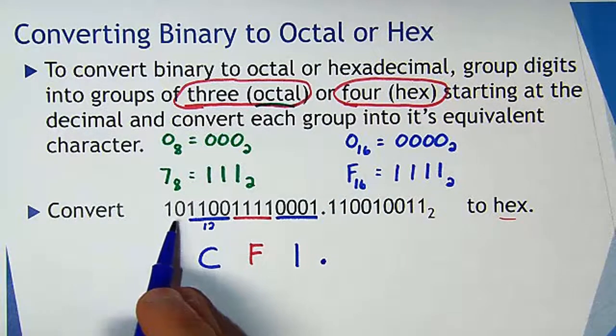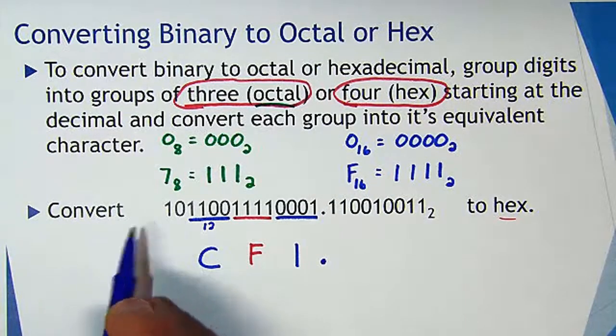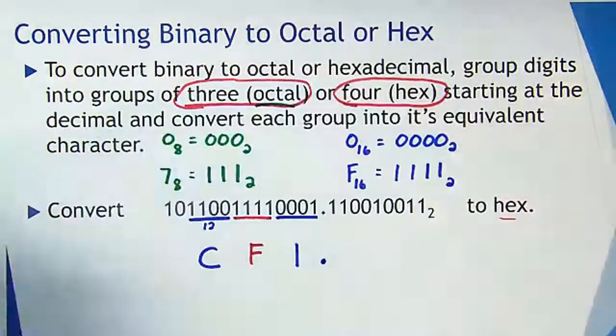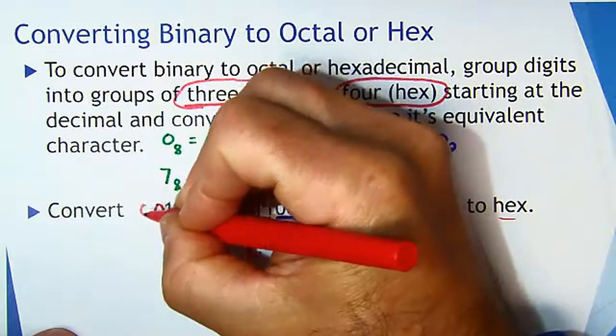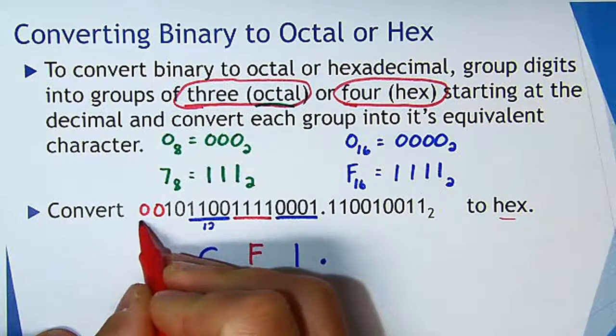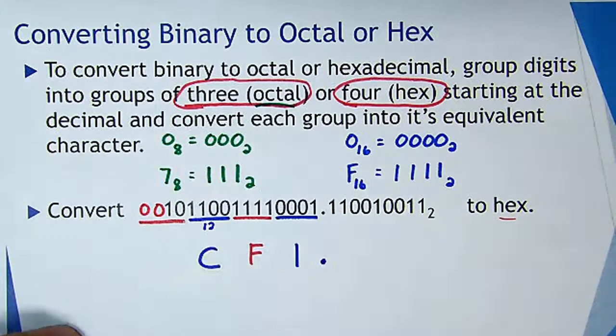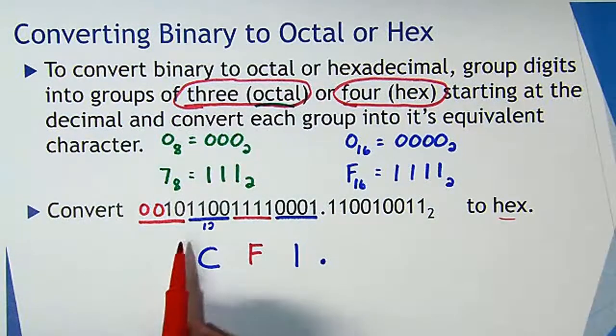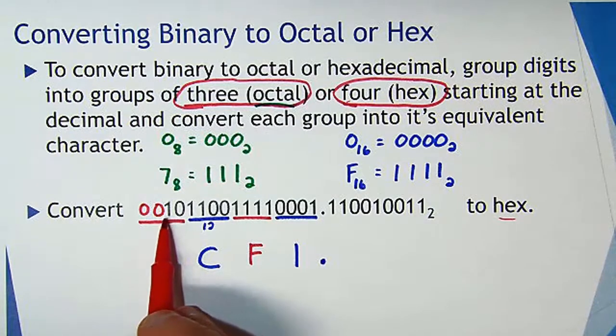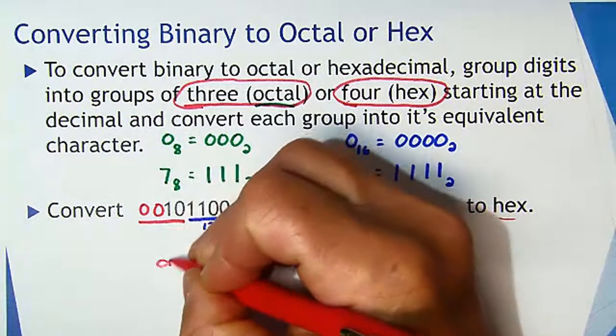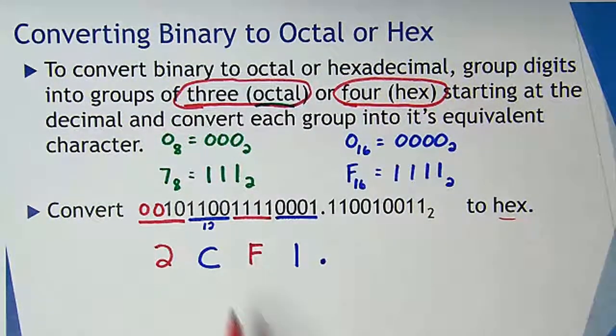Now when we get to the end, there aren't 4 digits. There's only 2. But we can always make it 4 by putting a couple zeros on the end. And so our last group is 0010. And what's that equal to in hex? Well, that's 0 1s, a 2, no 4s, and no 8s. So that's just 2. And so the integer part turns out to be 2CF1 when we convert it to hex.